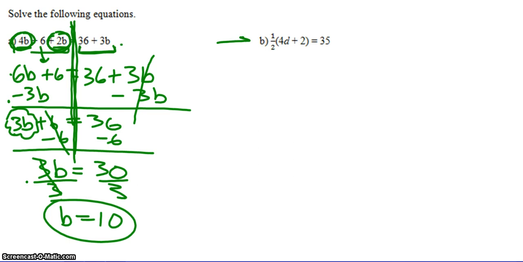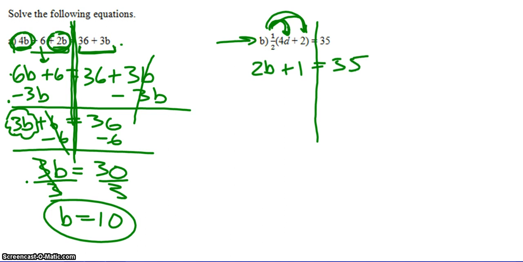Let's look at question B here. Notice that we have a parentheses here, so according to our rules we should always distribute first. So I'm going to distribute the 1/2 times 4d and 1/2 times 2. That's a lot easier than you think. Okay, 1/2 is just like dividing by 2. So half of 4d, that would just be 2d. And half of 2, well, that would just be 1. That's pretty easy. That's a 35 there, not a 55.